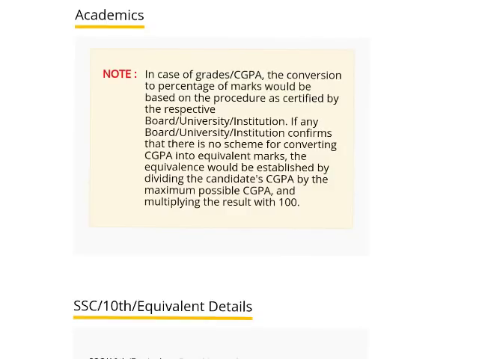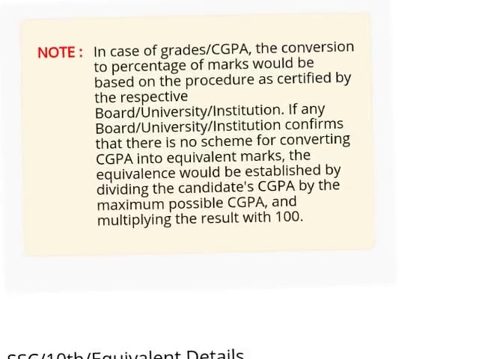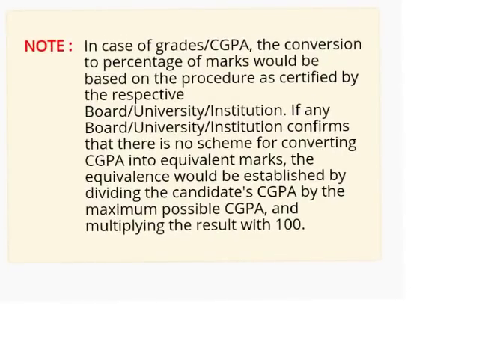Like grade C is 63% or 55%, grade D is 49.9%. So whatever grade is marked, you have to follow that grade system. Or you can take the average out of 100 marks. If it's CGPA, whatever the CGPA marks, convert the maximum marks into 100 and then find out.